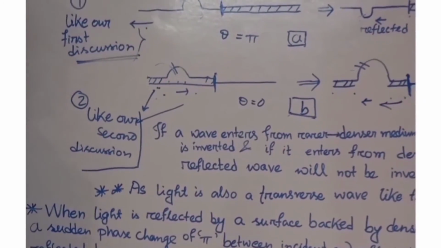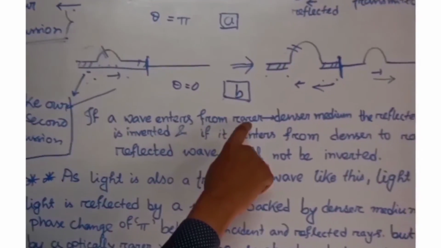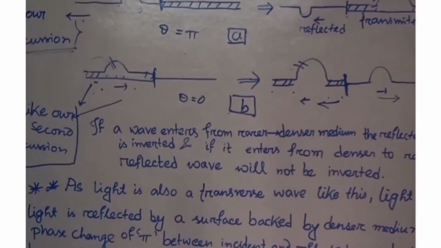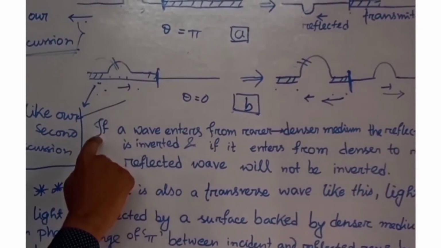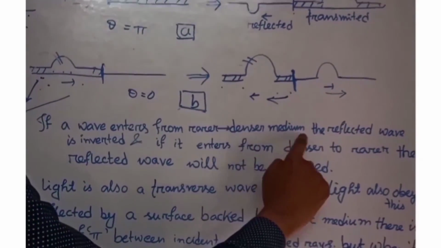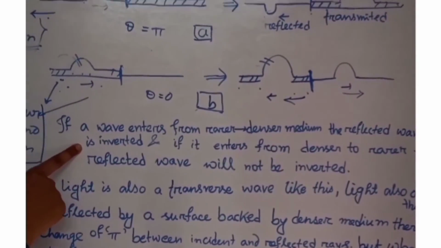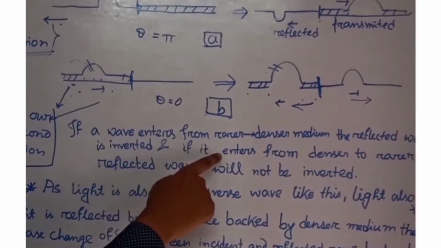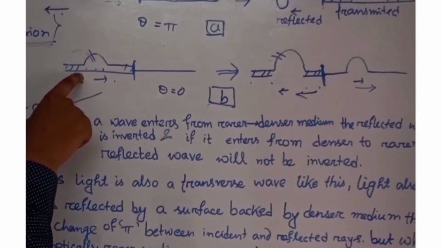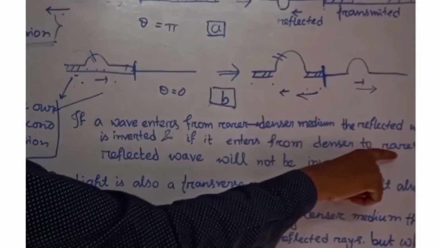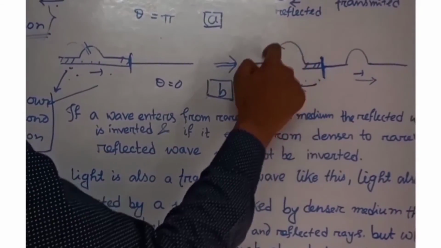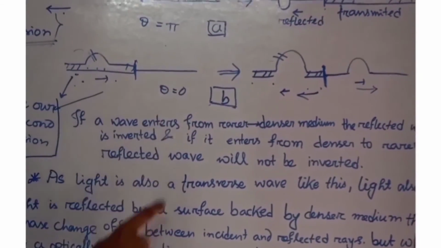Now we can conclude that if a wave, this is a transverse wave, enters from a rarer to a denser medium, then the reflected wave is inverted, and if it enters from denser to rarer, the reflected wave will not be inverted. The reflected wave, this and this, will not be inverted.